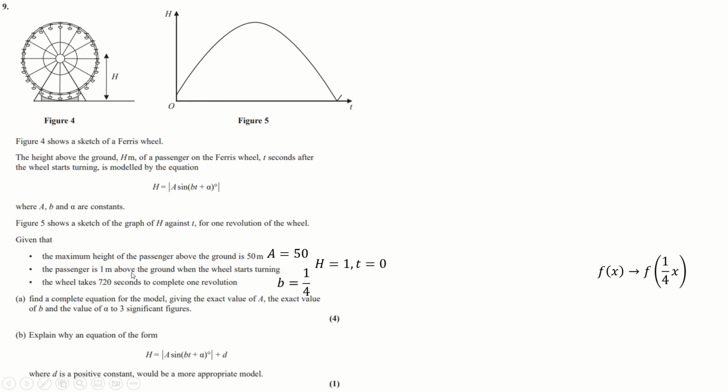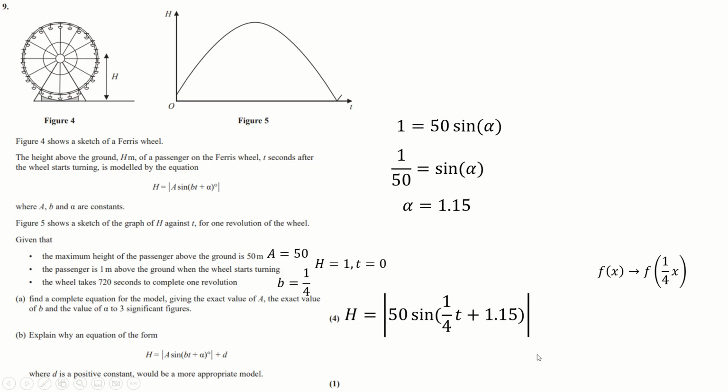Because if the passenger is 1 meter above when the wheel starts turning, that means h is 1 when t is 0. And you can use a as 50, you can use b as a quarter, and you can just shove, and of course when you put t as 0, the b doesn't even matter, and you get this. Technically there's a mod here, but I don't care. And you get this, and then you get this when you put that in a calculator, I think. Does that seem reasonable? Yeah, why not? And you get this as your answer, I guess.